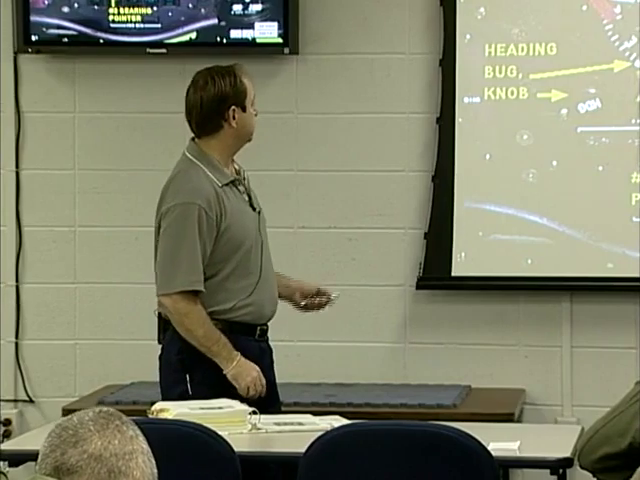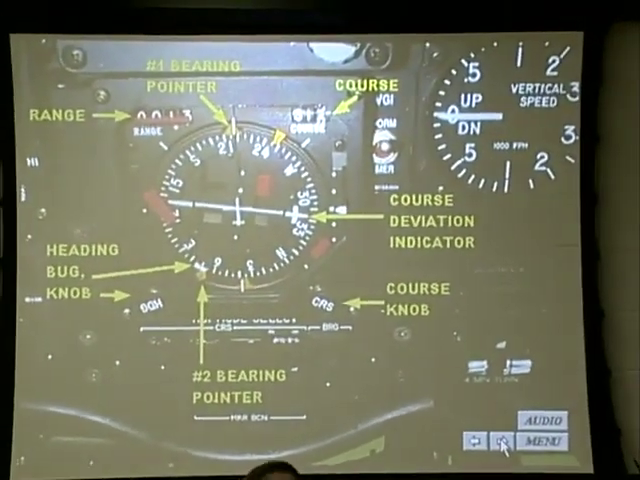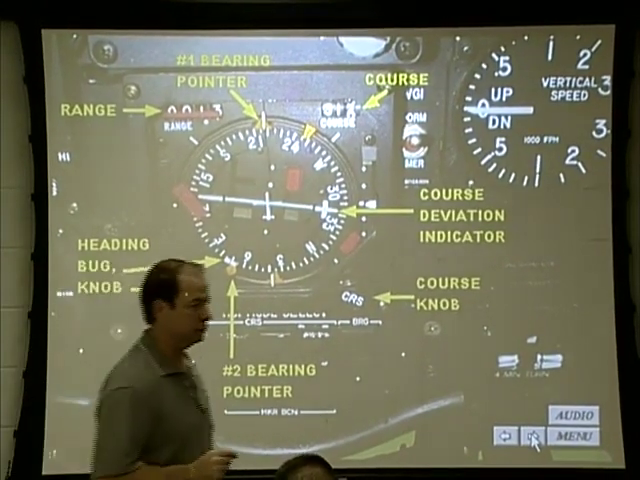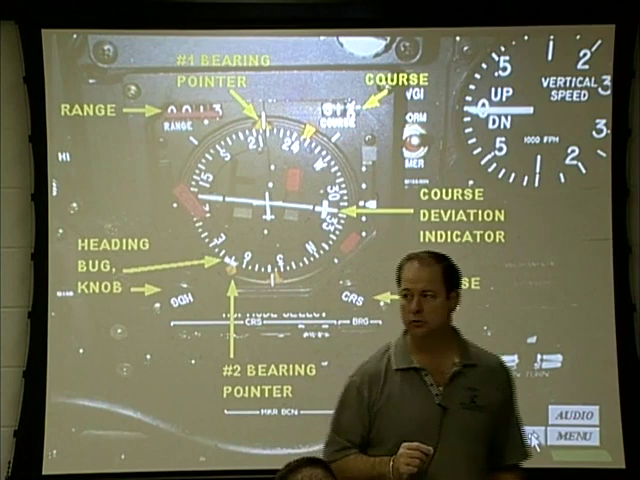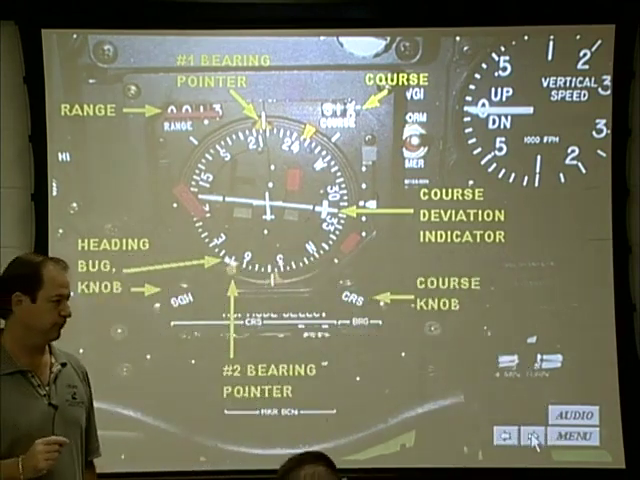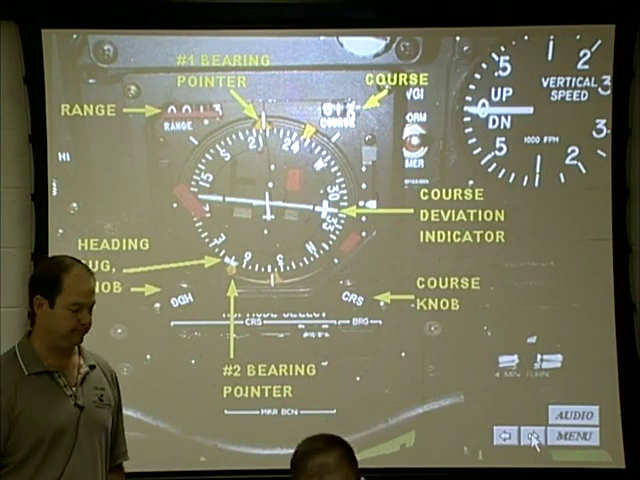Number 2 bearing pointer, down here at the bottom left-hand corner. The number 2 bearing pointer can either be your VOR signal, or it can be your ADF signal, depending on your desire. So later on, we'll talk about how to dictate which one it is.